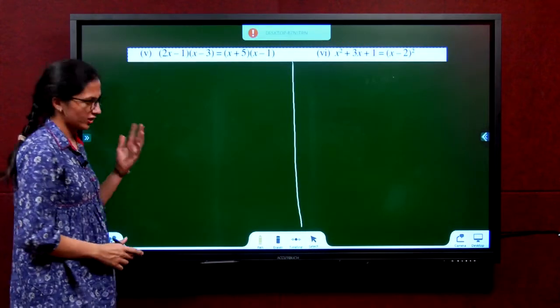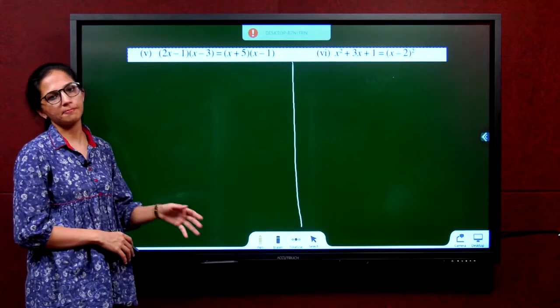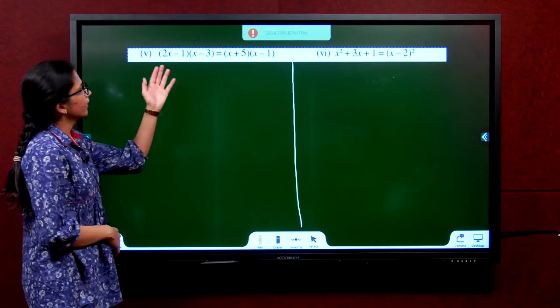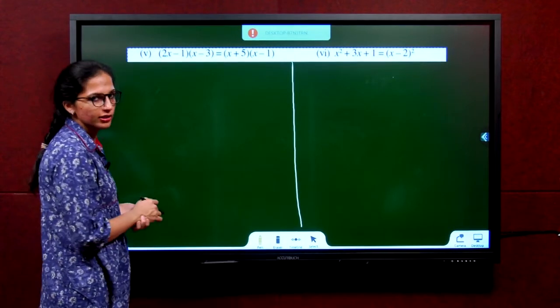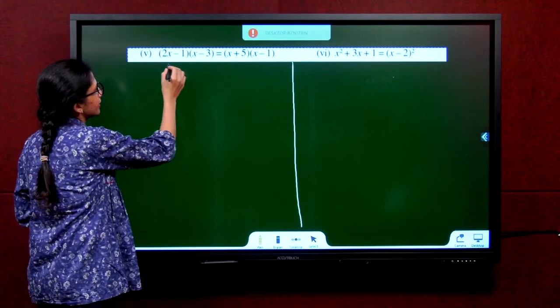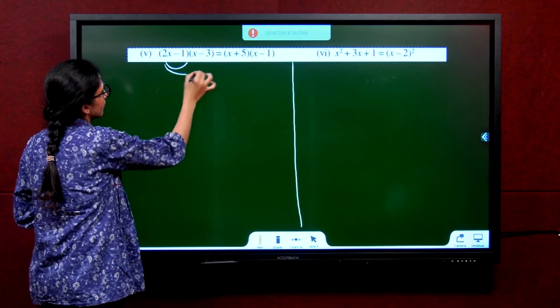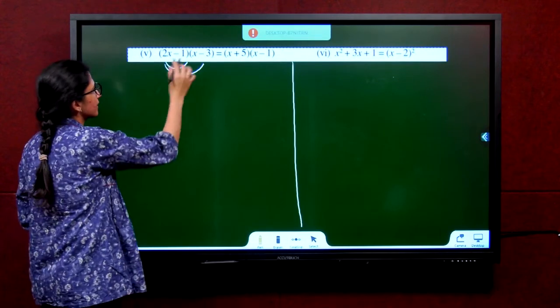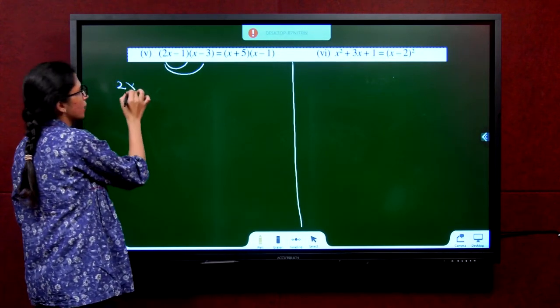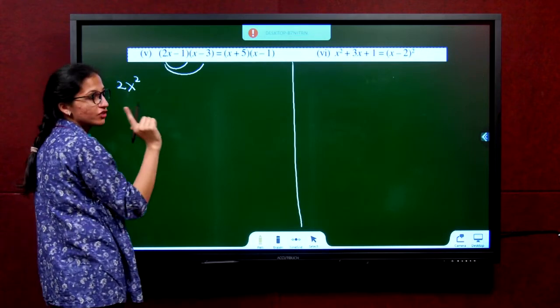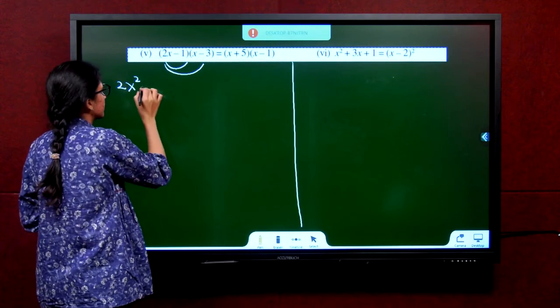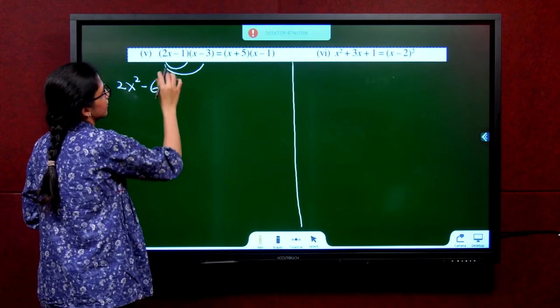Fifth question. We are still in the first question, in that subpart, the fifth one. Same method, just open brackets. We will go a little fast now. 2x will get multiplied first. 2x into x, 2x square. 2x into minus 3. Multiply the numbers first. 2 into minus 3, minus 6x.